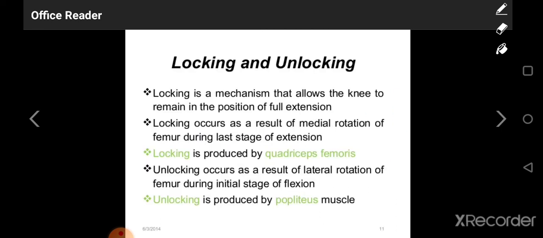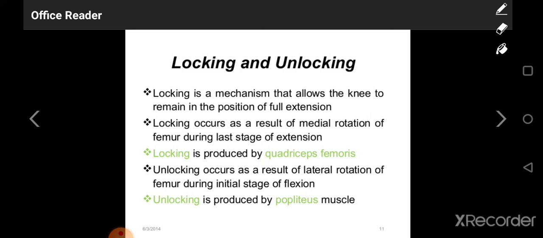So locking and unlocking. Locking is a mechanism that allows the knee to remain in the position of full extension. Unlocking occurs as a result of medial rotation of the femur during the last stage of extension. So at the last stage of extension, before all ligaments of the knee joint become taut, there is locking.